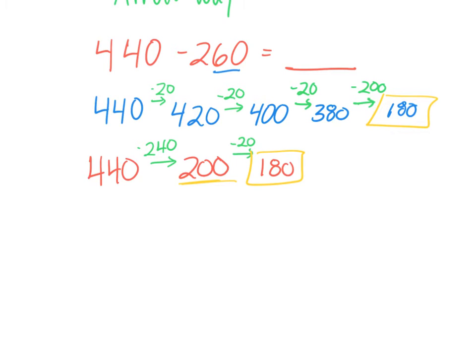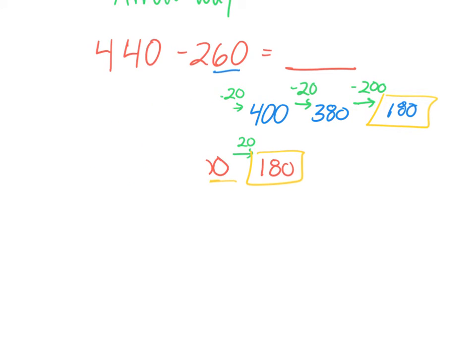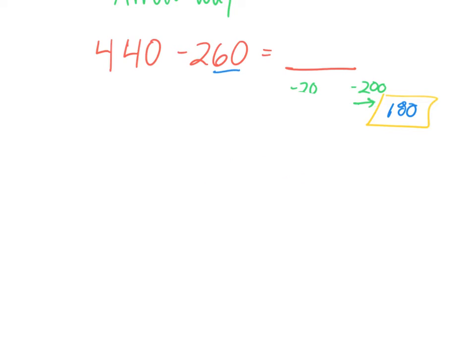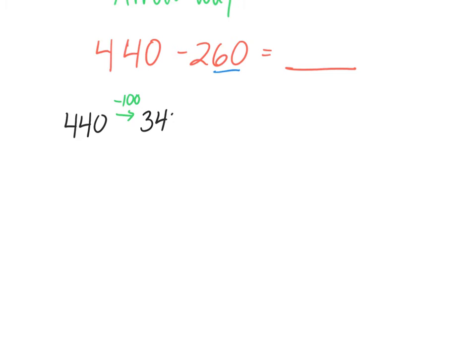I'm going to erase these ones just so I have room to show you the long way. And the long way, there's nothing wrong with the long way. It's just you have to be patient while you're doing it the longer way. So 440, and I'm going to take away 100, gets me to 340. Take away another 100, gets me to 240. And then now I have to take away 6 tens because that's 60.